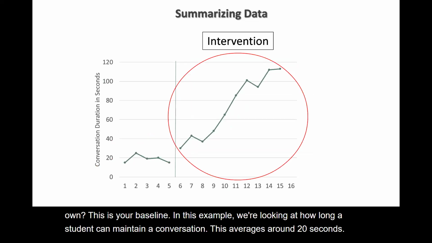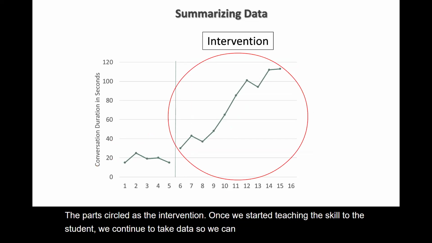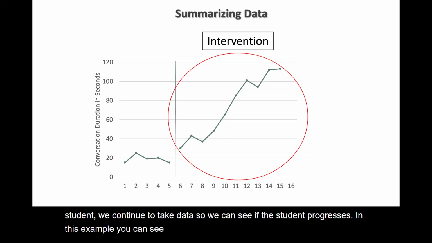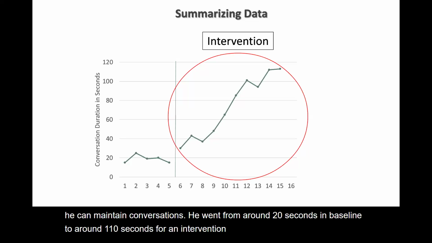The part circled is the intervention. Once we started teaching the skill to the student, we continue to take data so we can see if the student progresses. In this example, you can see over time the student increased the amount of time he can maintain conversations. He went from around 20 seconds in baseline to around 110 seconds during intervention, or almost 2 minutes.